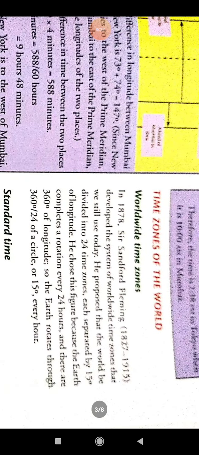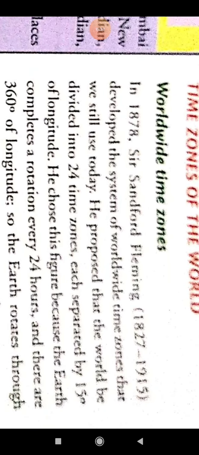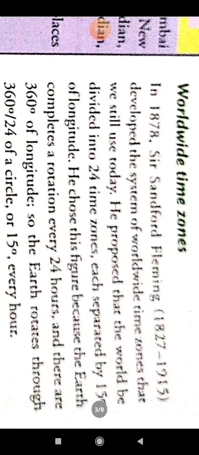Now the time zones of the world. The worldwide time zones. In 1878, Sir Sandford Fleming, who lived from 1827 to 1915, developed the system of worldwide time zones that we still use today, and still we are following. And he proposed what he developed.